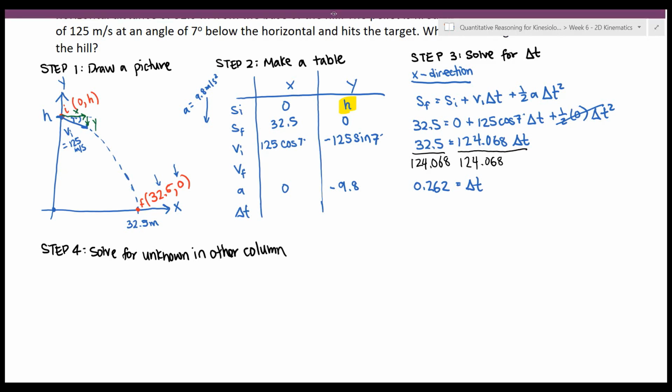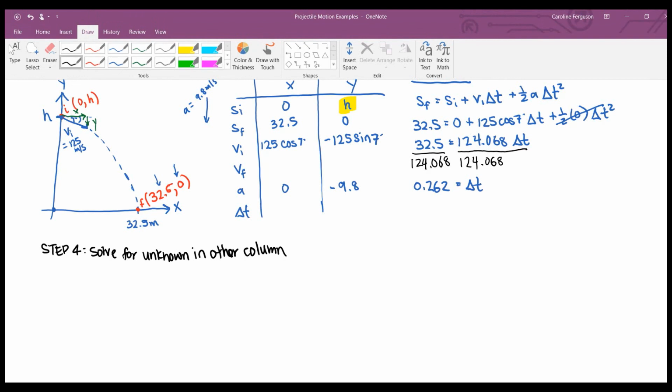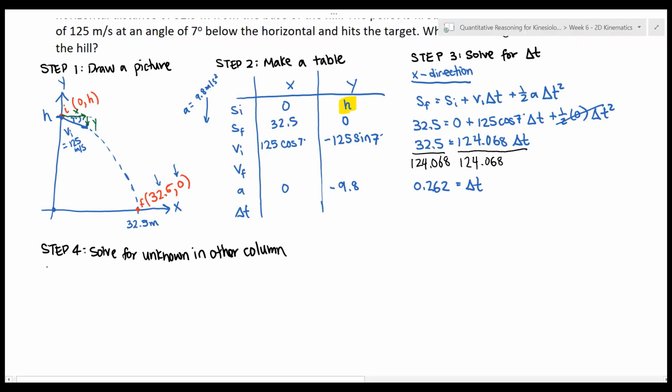All right, so now instead of focusing on the x direction, we're going to move on to the y direction. So I'm just going to write that so that we know we're looking at the variables in the y column now. All right, so let's figure out which equation we're going to use. Again, now that we know delta t, we can put that in here, 0.262. It's the same in both the x and the y direction because time is a scalar value. So the x component and the y component are the same thing.